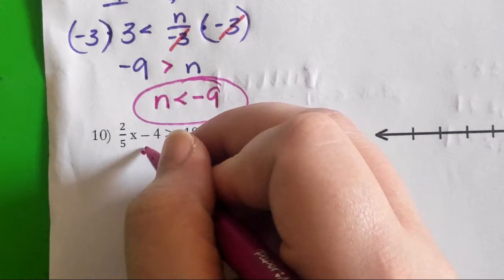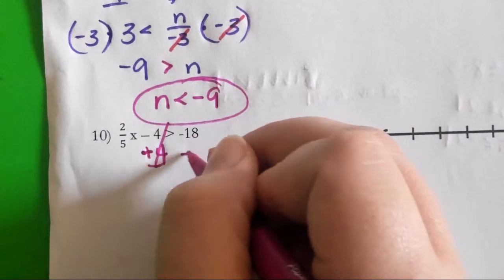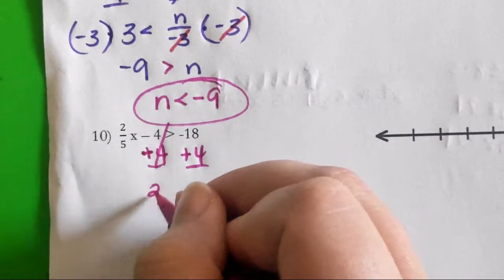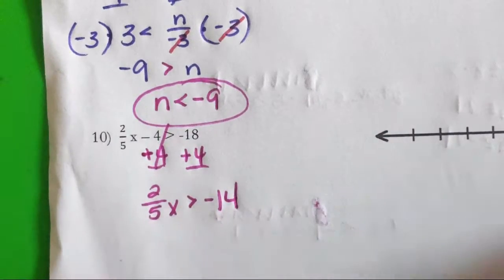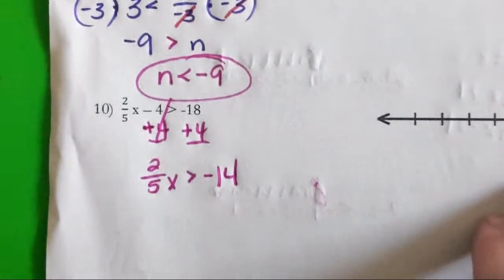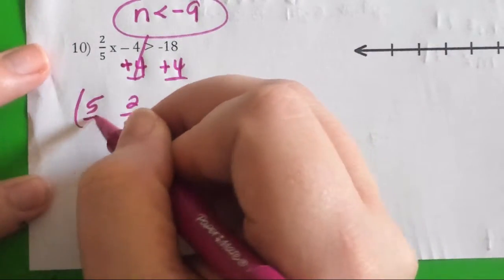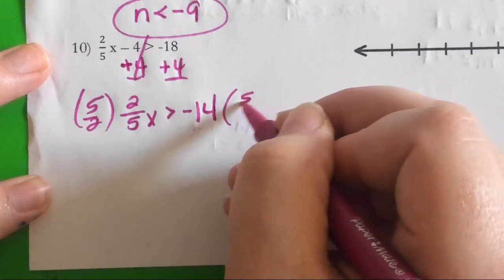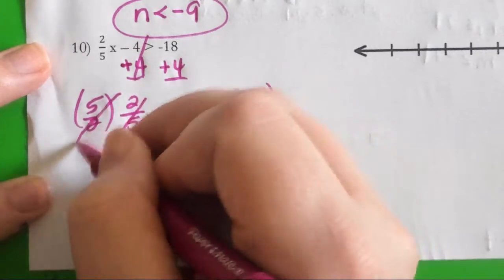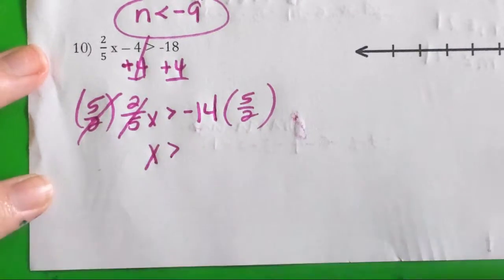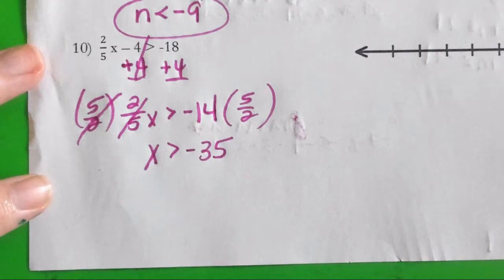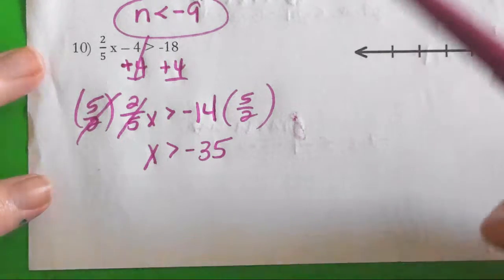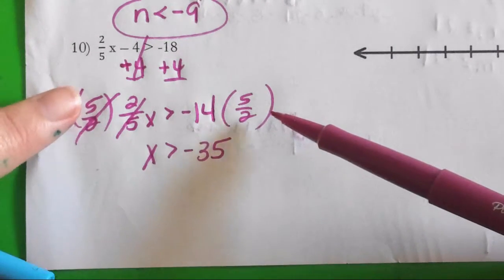First you add 4 to both sides. So I have 2/5 x is greater than negative 14, and then you multiply. Okay, if I multiply both sides by that reciprocal, I end up with x is greater than what? Negative 35. Sorry. Okay, so we were here and we multiplied both sides by the reciprocal.